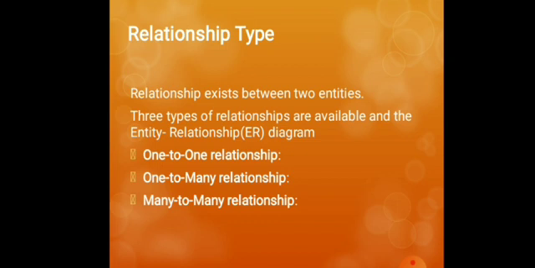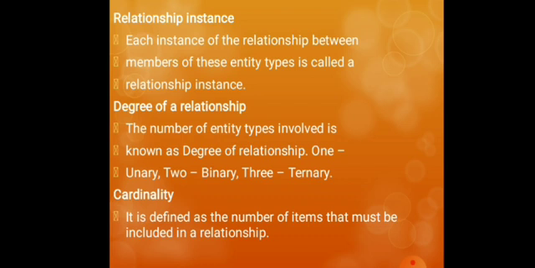Relationship type. A relationship exists between two entities. Three types of relationship are available in the ER diagram: one to one, one to many, many to many. Relationship instance. Each instance of a relationship between members of these entity types is called a relationship instance. Degree of relationship. The number of entity types involved is known as the degree of relationship. One is called unary, two binary, three ternary. Cardinality. This is defined as the number of items that must be included in a particular relationship.